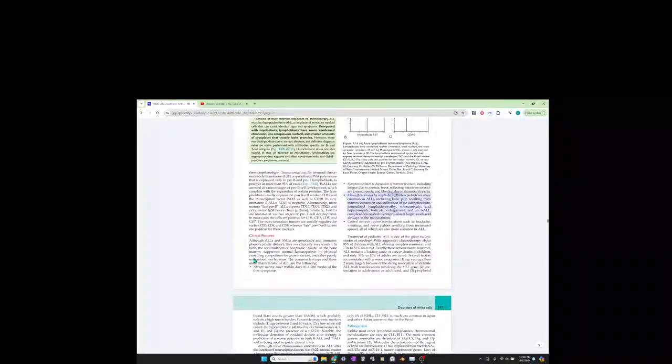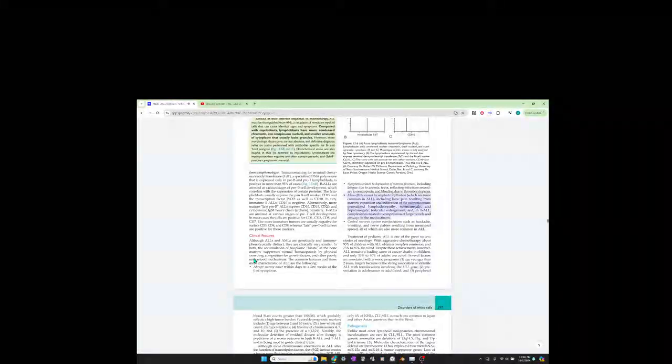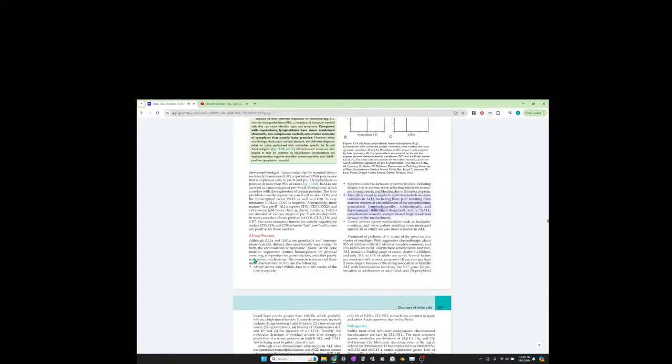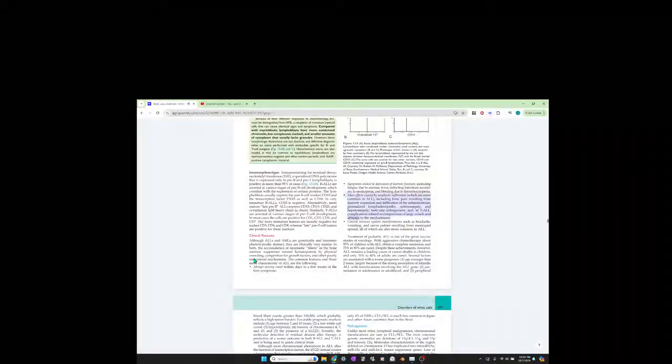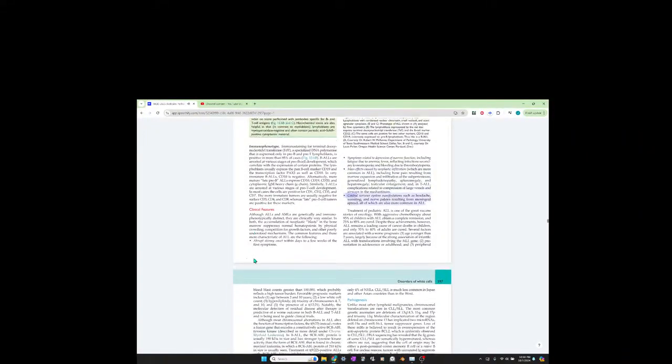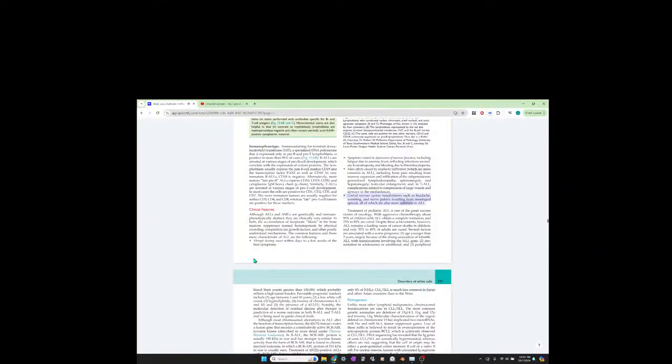Symptoms related to depression of marrow function, including fatigue due to anemia, fever reflecting infections secondary to neutropenia, and bleeding due to thrombocytopenia. Mass effects caused by neoplastic infiltration, including bone pain resulting from marrow expansion and infiltration of the subperiosteum, generalized lymphadenopathy, splenomegaly, and hepatomegaly, testicular enlargement, and, in T-ALL, complications related to compression of large vessels and airways in the mediastinum. Central nervous system manifestations such as headache, vomiting, and nerve palsies resulting from meningeal spread, all of which are also more common in ALL.